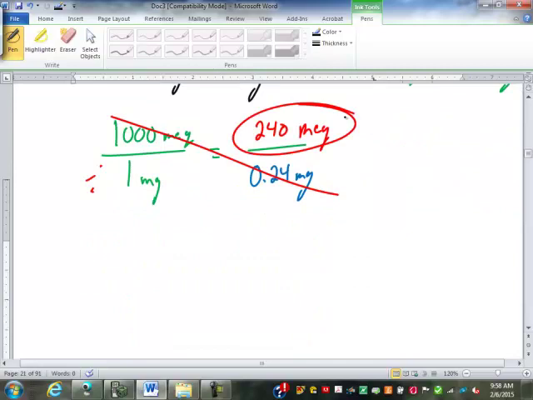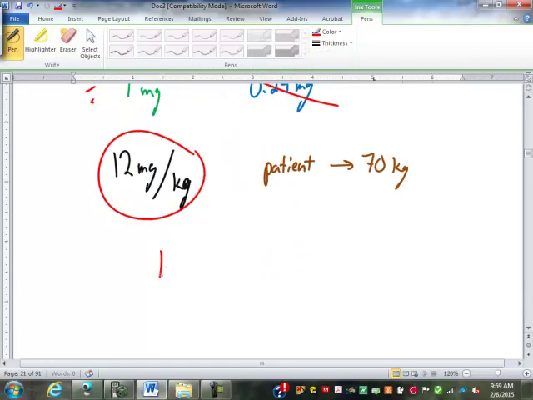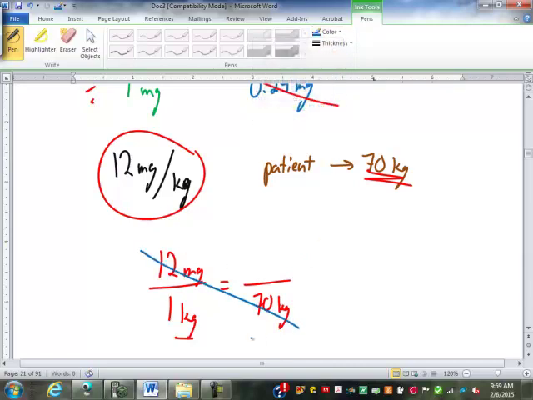Or you might have a vial that's labeled recommended dose is 12 milligrams per kilogram. You have a patient that is 70 kilograms. We need to know how many milligrams to deliver. So again, we have to remember that this is 12 milligrams per 1 kilogram. 70 kilograms has to go with the kilograms. 12 times 70 is 840 milligrams. It's technically 12 times 70 divided by 1, but I didn't have to divide by 1.